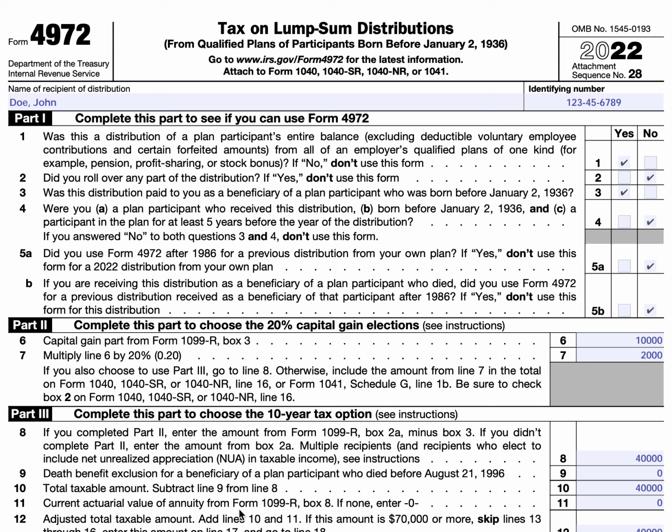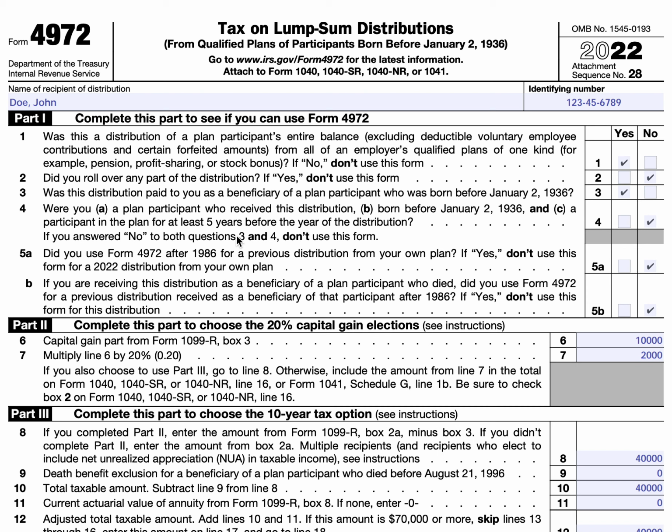So in this case, it's the qualified plan that is grandfathered before the date, the original participant. Whether or not the beneficiary was actually born before January 2nd, it does not matter as long as the original plan participant was. So we're going to walk through some unique aspects to this form.